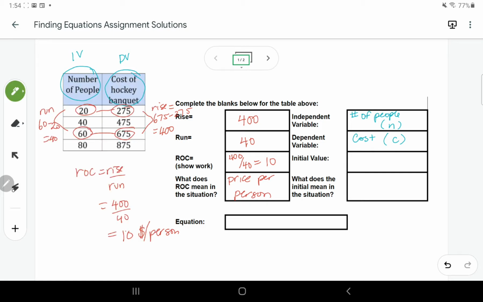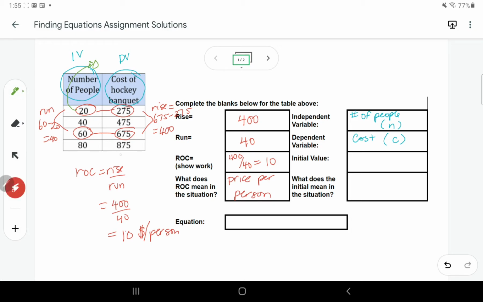Now, we're going to have to figure out the initial value. And remember that the initial value, we had to pattern back and figure out where it would have been equal to 0. Because I don't have a 0 in this column, but I can follow the pattern. 80 to 60, 60 to 40, 40 to 20. I see I'm going down by 20 each time. So the next one above, if I added another row up on top, would be 0.